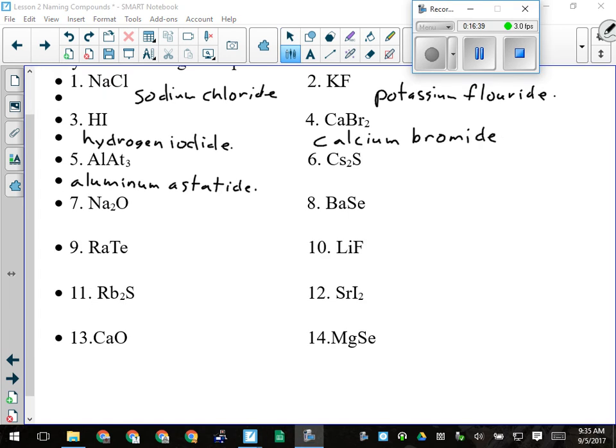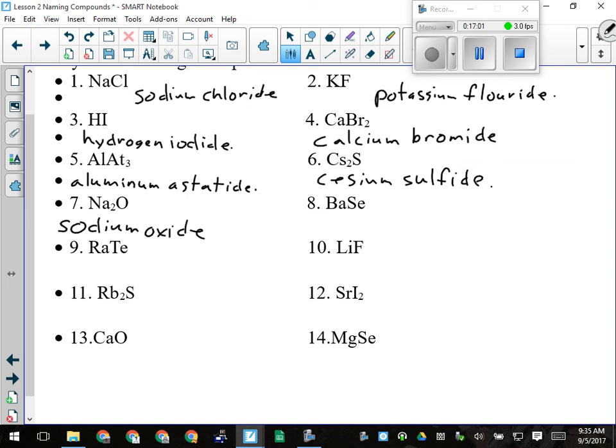All right, let's have a look at the rest of these. Okay, so for number 6, we have cesium with sulfur. So this is going to be cesium sulfide. All right, we've got sodium with oxygen, so that's going to be sodium oxide. And again, remember, there's no prefixes in ionic compounds, so the numbers are irrelevant when it comes to the name.